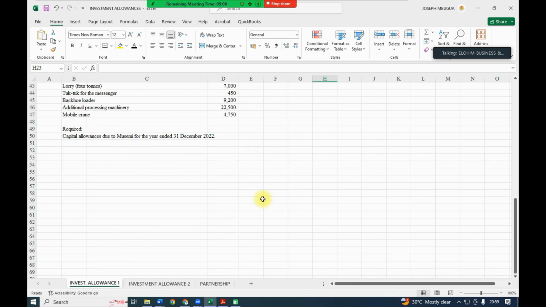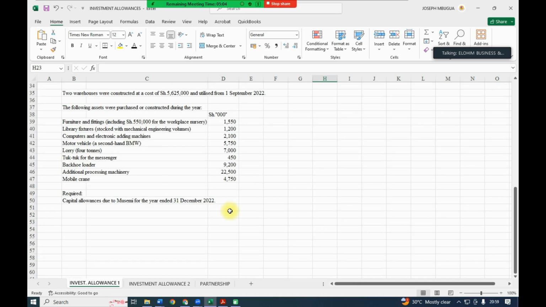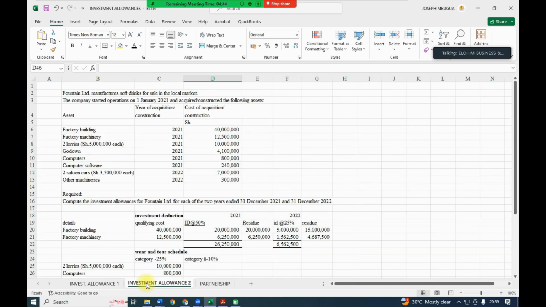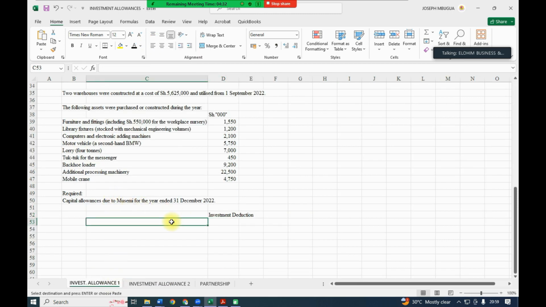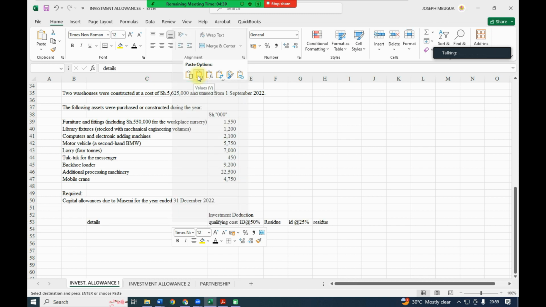Allow me to do it on this end. Investment allowance, ID, investment deductions, this ID, investment deduction. I'll just copy this and apply it in the first one. Apply it here. I think that one is okay.